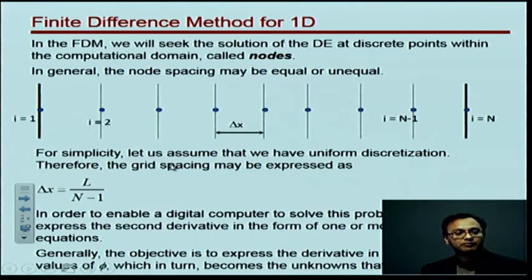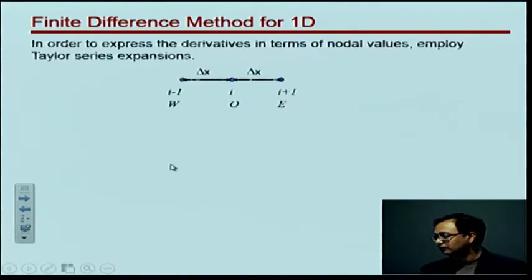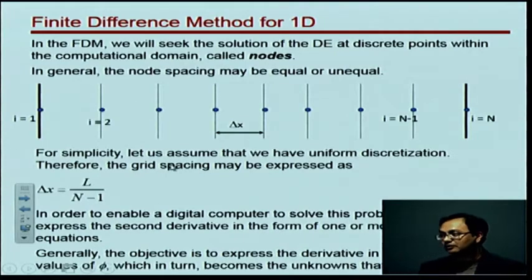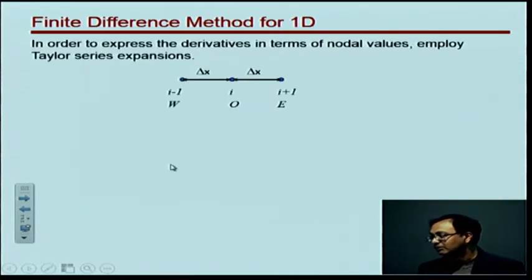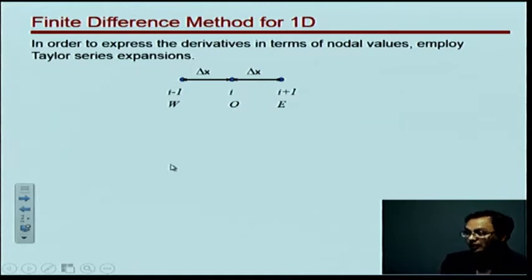So to convert the second derivative to a bunch of algebraic equations, we are going to employ Taylor series expansions. Here I have drawn just 3 of those points that I showed in the previous slide. Just pick any 3 of those points inside the domain, and I have labeled them as i plus 1, i, and i minus 1. They are equally spaced, at least for the derivation we are doing right now, delta x and delta x on both sides.